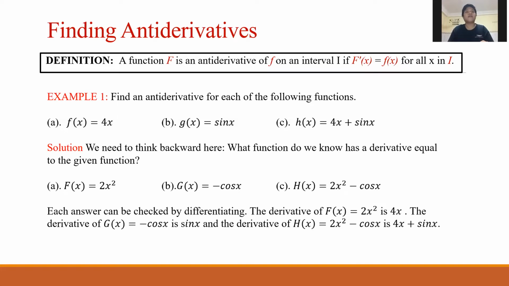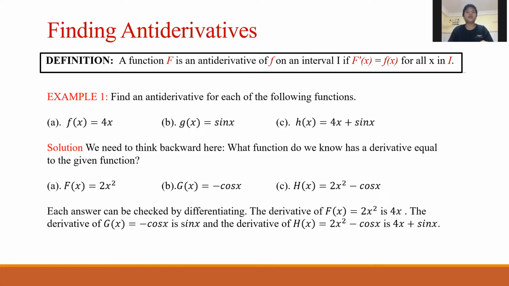It says a function F is an antiderivative of f on an interval I if F prime of x equals f of x for all x in I. Example 1. Find an antiderivative for each of the following functions: f of x equals 4x, g of x equals sine of x, h of x equals 4x plus sine of x. To solve the problem, we need to think backward here.